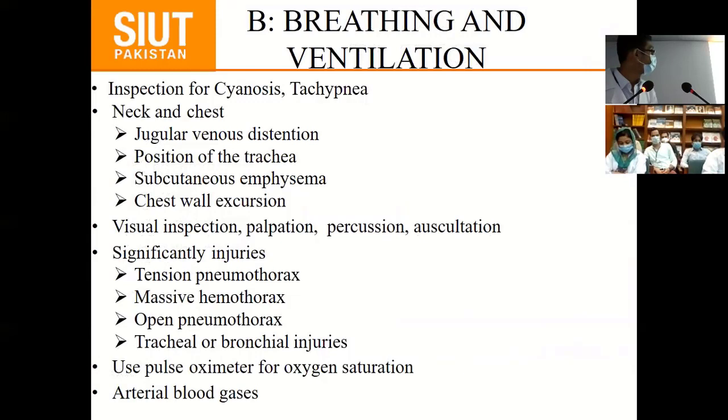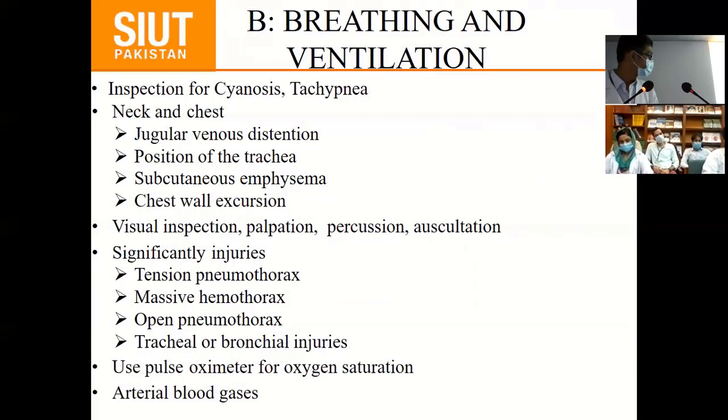Now, second, breathing and ventilation. First of all, inspect for any cyanosis, peripheral and central, and tachypnea. In the neck and chest, we must look for jugular venous distension, position of the trachea, any subcutaneous emphysema, and chest wall excursion. Visual inspection of the chest is very important, then palpation, percussion, and then auscultation of the chest.